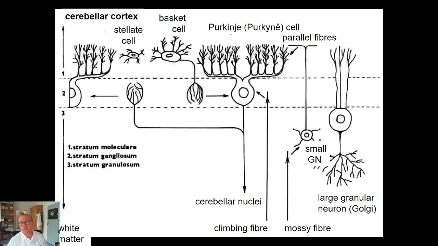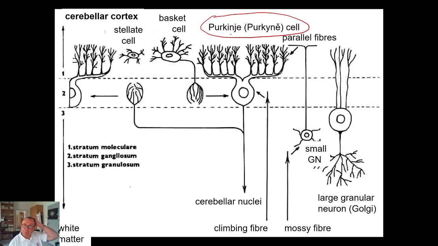Let's look at the cortex first. The cerebellar cortex has 3 layers, which I already mentioned. Their Latin names are here: stratum moleculare, gangliosum and granulosum. If you use English names, you can speak about the molecular layer, the ganglionic or also Purkinje cell layer, because Purkinje cells are the main cells of this layer. And the third is the granular layer, so molecular, Purkinje cell layer and granular layer.